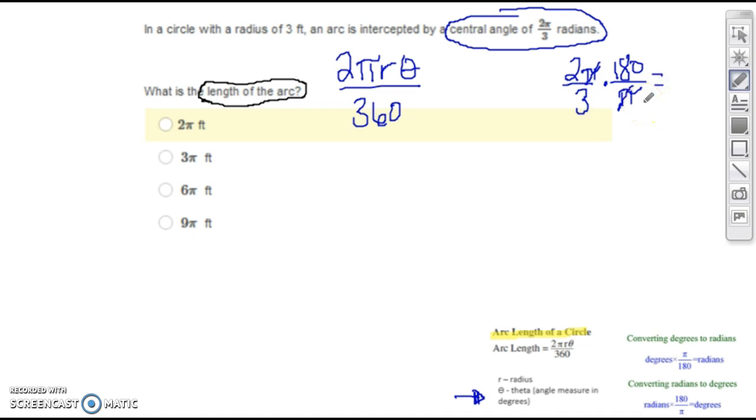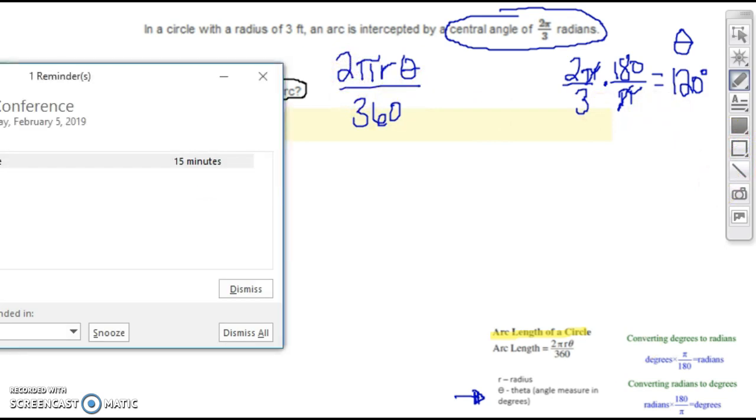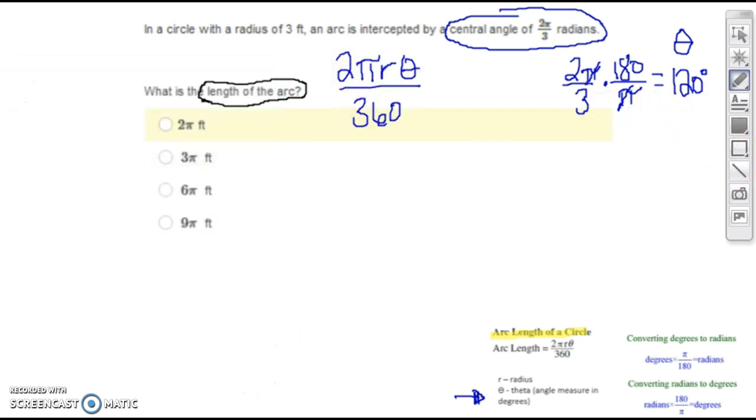And I can multiply. 2 times 180 is 360, and 360 divided by 3 is 120. So 2 pi over 3 radians is the same as 120 degrees. That is what I'm going to use to plug in for theta. So let's go back here and start plugging things in.